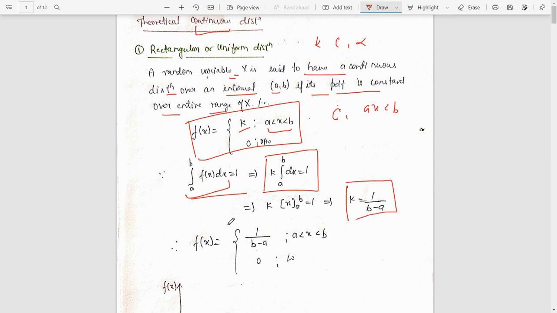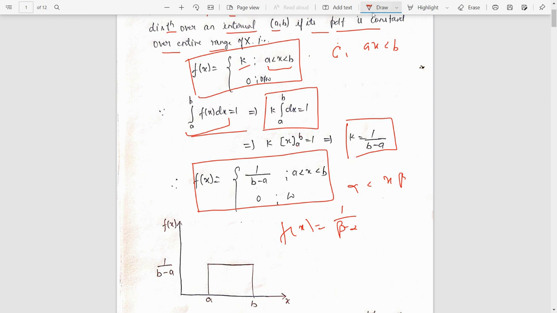So any rectangular uniform distribution will be of this kind: f(x) is equal to 1 by b minus a, where x is between a and b. Let's say x is between alpha and beta. Obviously it will be 1 by beta minus alpha. So anywhere you can encounter this form of the uniform distribution.